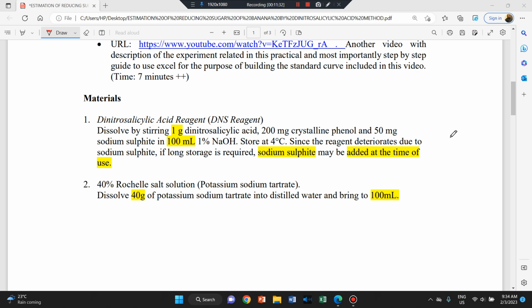So normally, to be accurate in preparation, let me do a short drawing on it. We use the volumetric flask. I hope you know what is the volumetric flask. It has a meniscus or graduation there, and it has a stopper above. So you put 1 gram, 200 milligram of crystalline phenol and 50 milligram of sodium sulfide all into the container, okay?